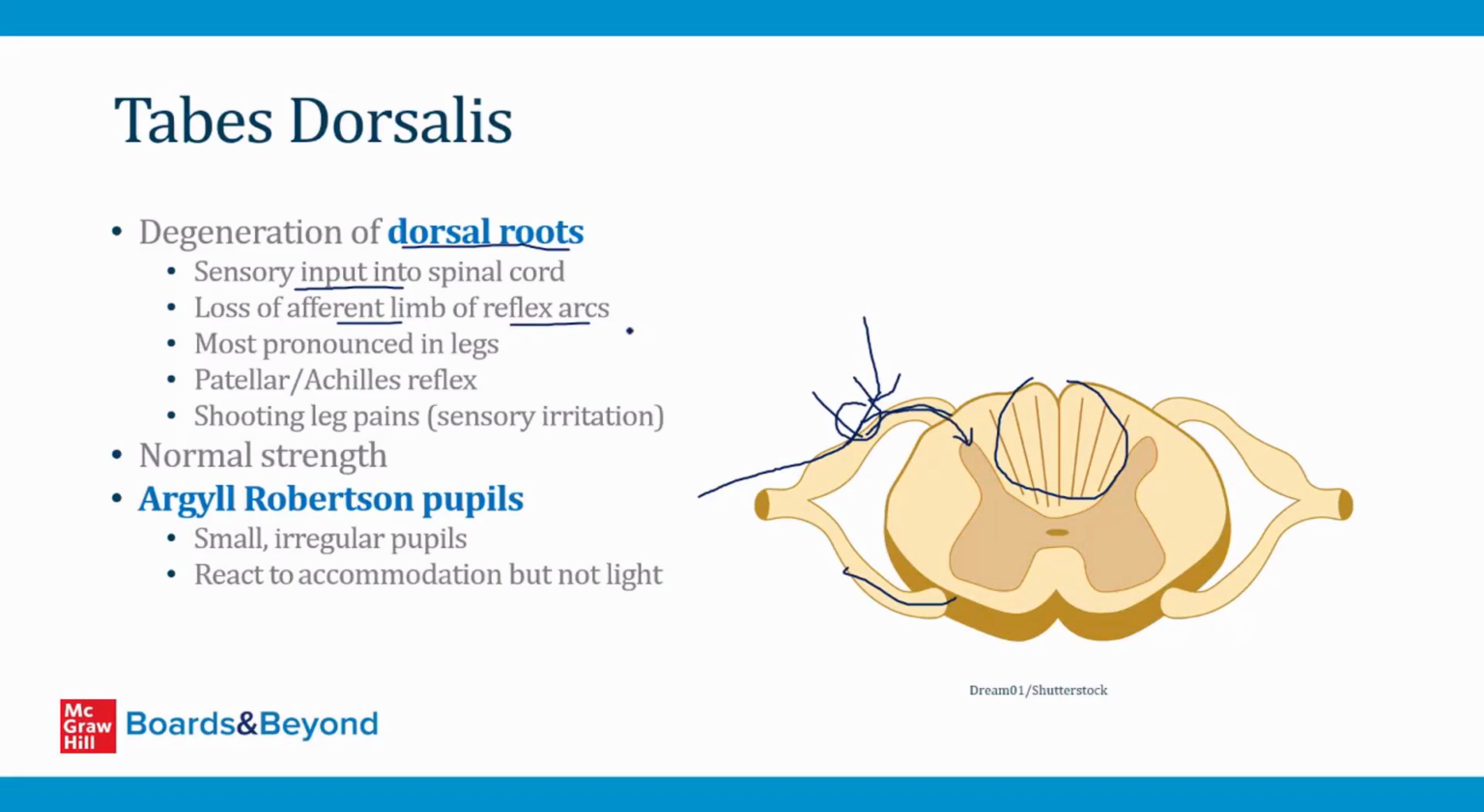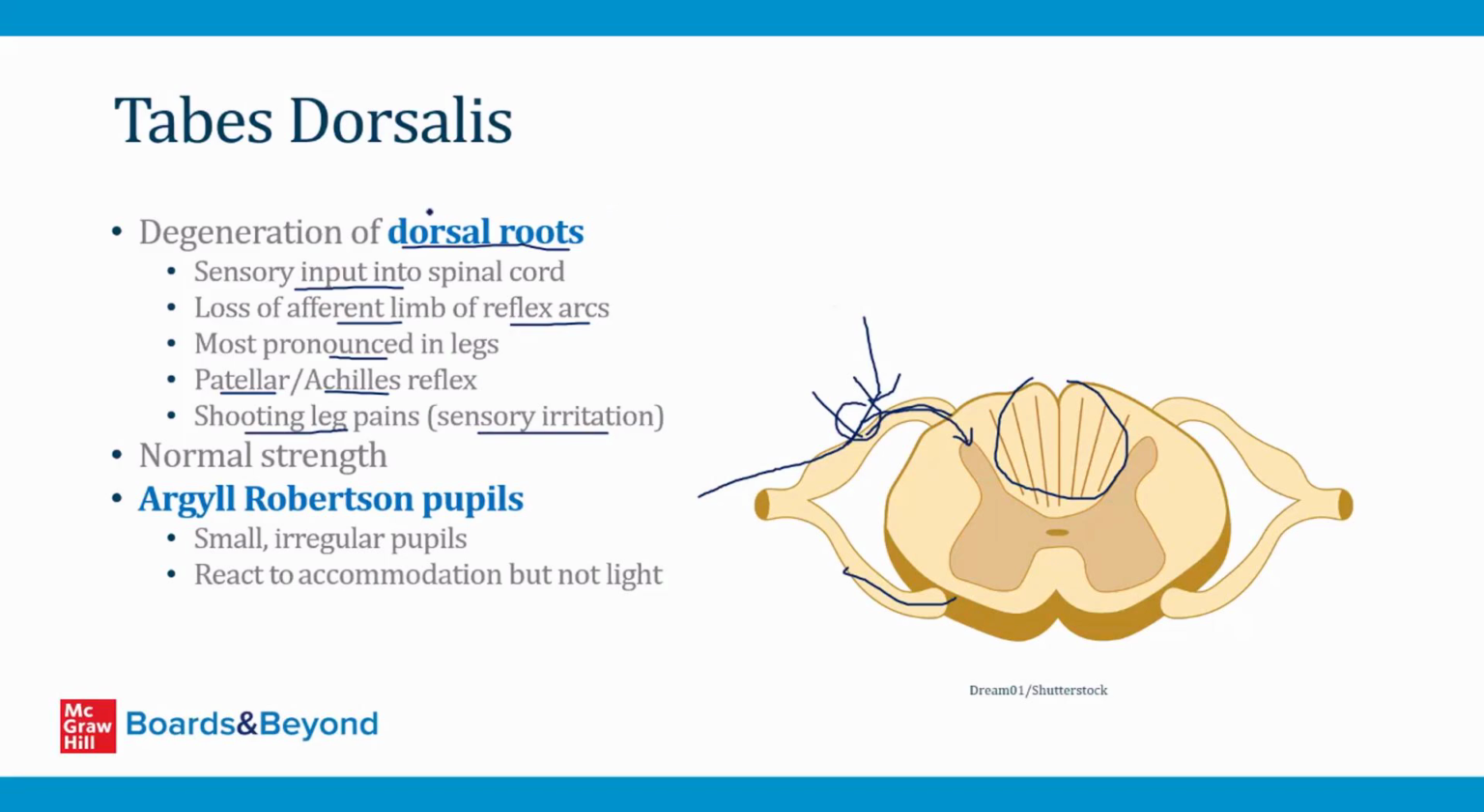So tabes dorsalis often affects the legs, and these patients will have hypo or areflexia because of damage to these dorsal roots. This mostly affects the legs. The big reflexes that are affected are the patellar and Achilles reflex. You also tend to get shooting pains down the legs because of sensory irritation of the dorsal roots.